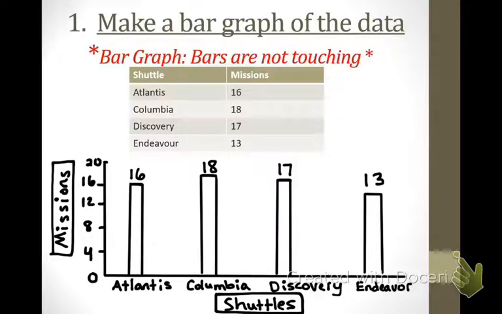Okay, so just remember with this one, when making a regular bar graph, I wrote it up there in the red. The bars are not touching each other. Notice that there's space in between the different shuttles and the missions that they went on.